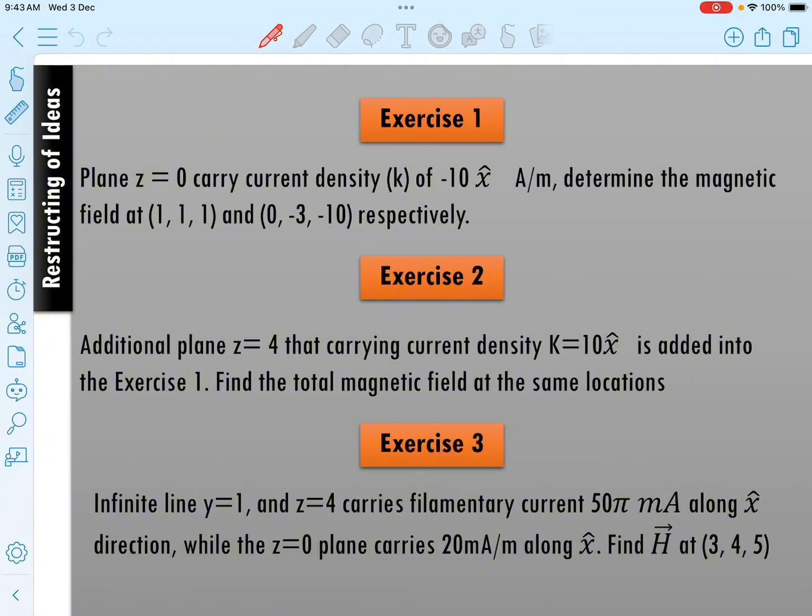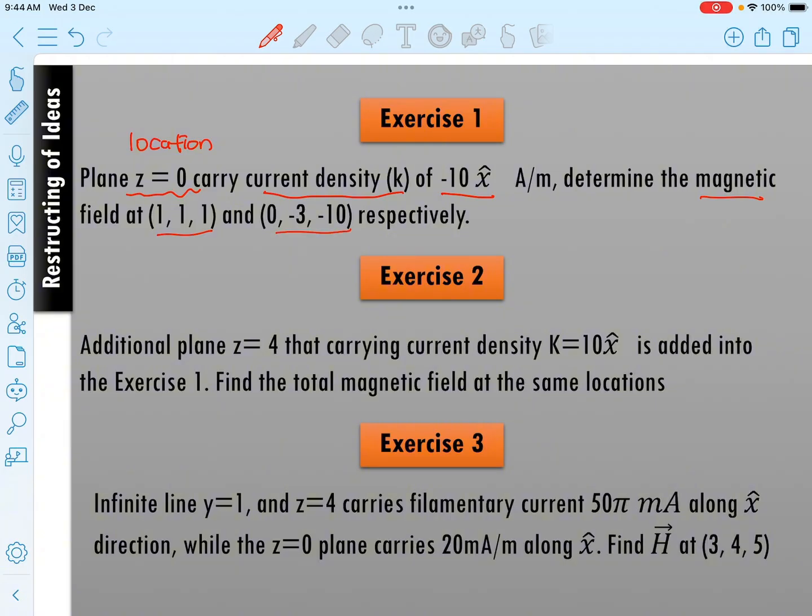Alright, so now let's look at exercise 1. You have a plane z equals 0. So z equals 0 represents the location of the plane. And this plane carries current density in the negative x direction. So you have to find the magnetic field at this position and also this position respectively.